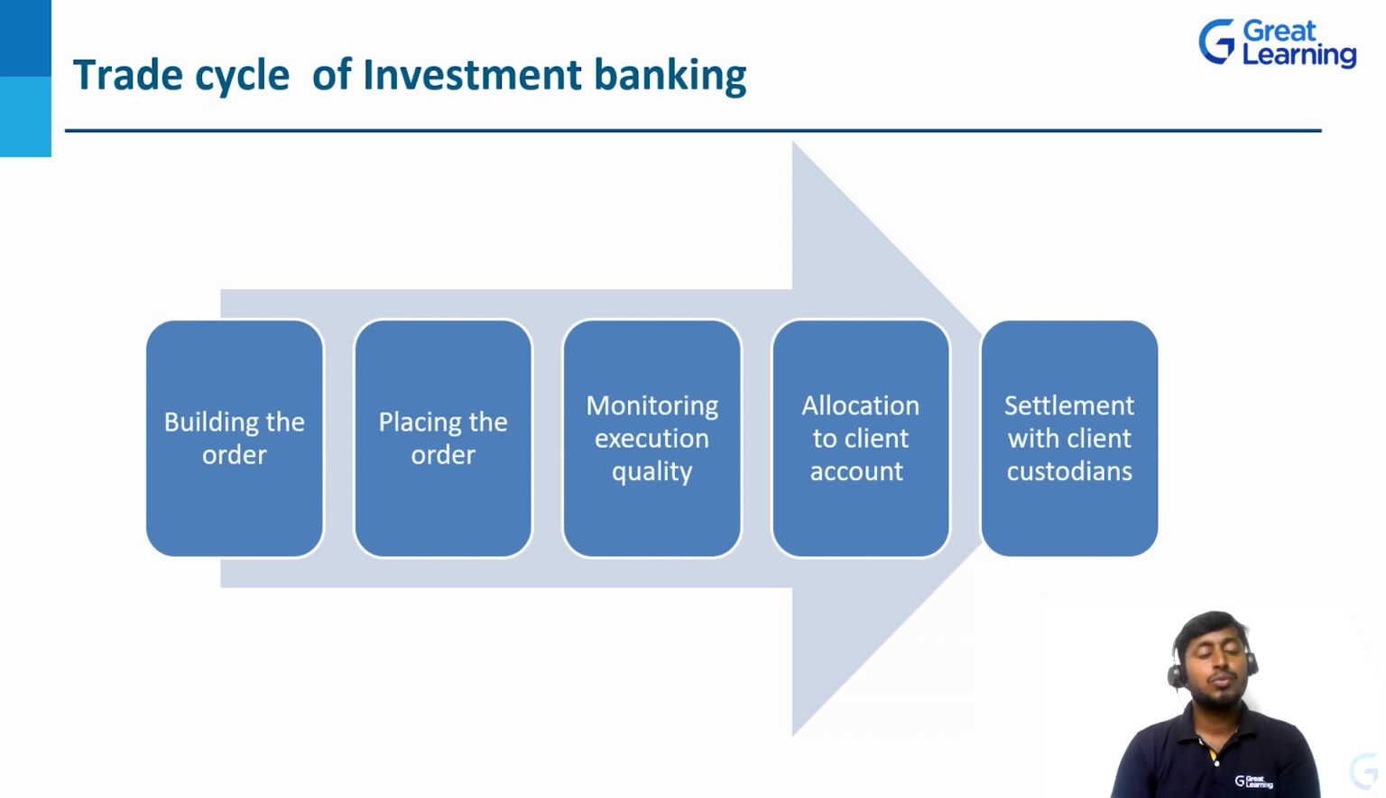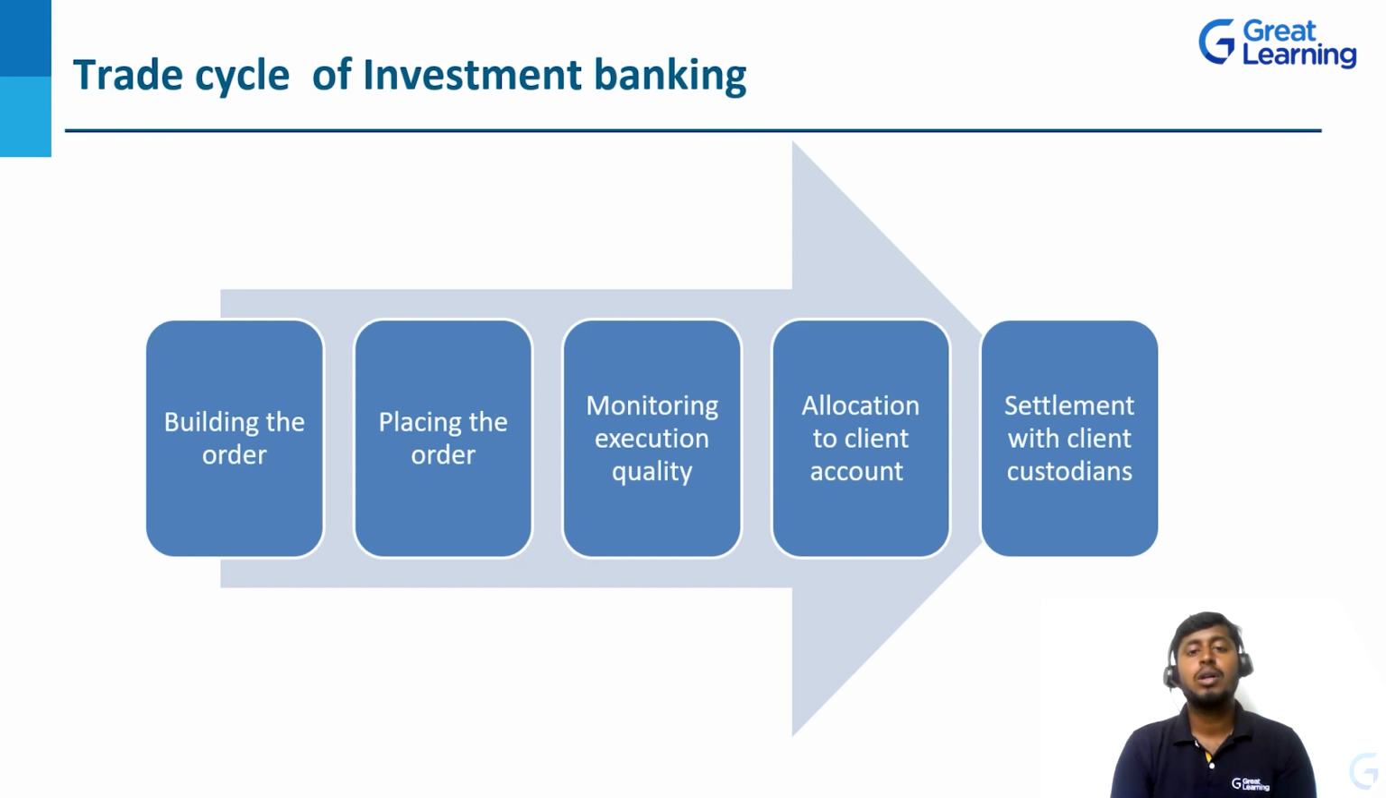We'll start with the first one, building the order. For example, I am a person who knows nothing about the stock market. I have the money and the interest to invest it in securities, so I will take the help of investment banking. If I have 1 lakh rupees in cash to invest, they first calculate how many shares are available in the market and how many shares can be purchased for 1 lakh rupees. So first they do the pre-calculation, and then they do the building of the order.